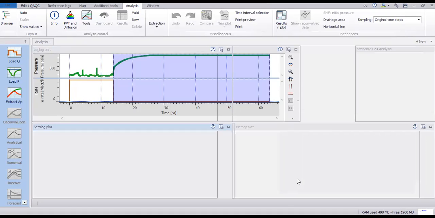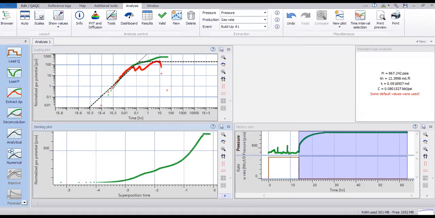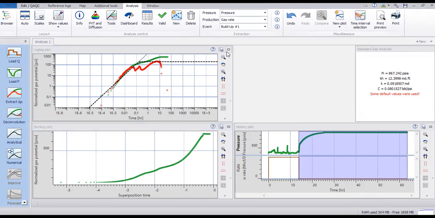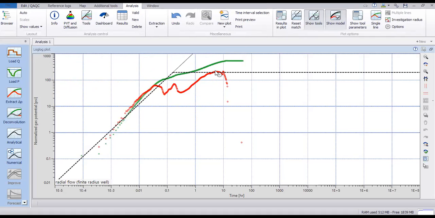Okay, so I'm going to use that log plot, and I will start by using the same parameter as the previous test. So I go to analytical. Yeah, I get my permeability from this point, from this period. So first I'm going to use the unit slope line for the wellbore storage around here. And now I'm going to use single line.